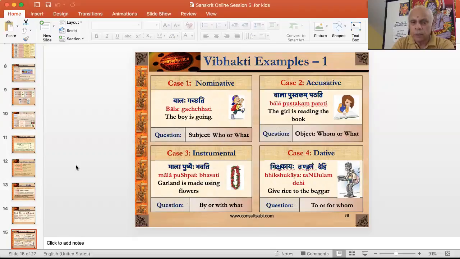Third case, Mala pushpaihi bhavati. A garland is made using flowers. Using what? Question: with what, or by what? So, Mala pushpaihi, pushpaihi, with flowers. That's an instrumental case. Fourth case, Bhikshukayaha tandulam dehi, give rice to the beggar. To whom, or for whom? Give rice to whom? To the beggar. Bhikshukayaha means to the beggar. Automatically it comes. One word for three English words, to the beggar. To and for whom. Okay, that's the fourth case.